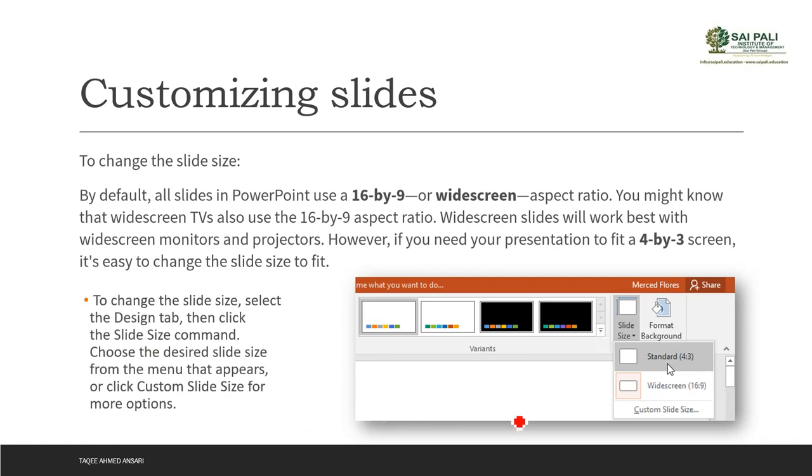From the Design tab, we have this command, Slide Size. When you click on it, it will show these two sizes, Standard and Widescreen. You can select whatever you want. By default, it is always on Widescreen. You can change it to Standard. When you click on it, it will change the size.